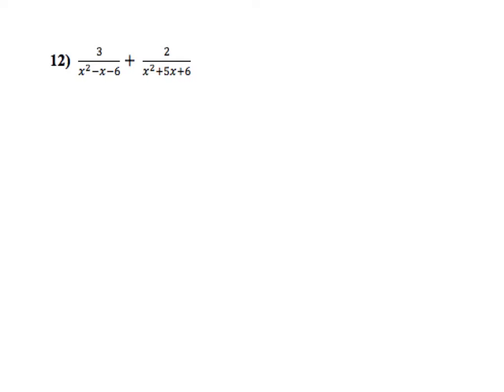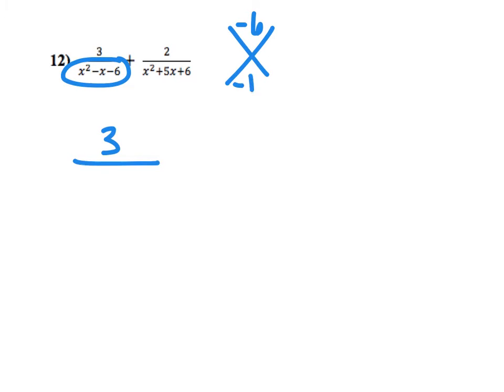The second one, we have 3 divided by x squared minus x minus 6 plus 2 divided by x squared plus 5x plus 6. Same thing, we're going to factor anything we can factor. So the top of my first fraction will stay the same, and then we need to factor the bottom. When I do that, we're going to use the x method. We want something that multiplies to negative 6 and adds to negative 1. It's going to be negative 3 and 2. So we're going to have x minus 3 and x plus 2.